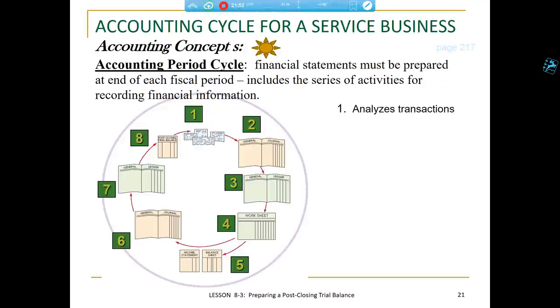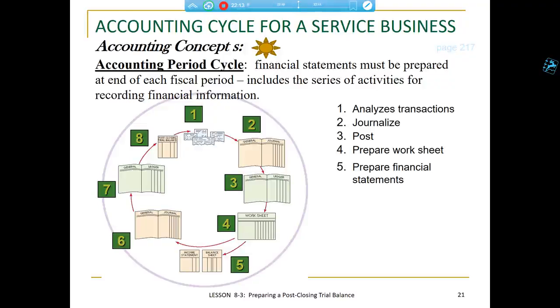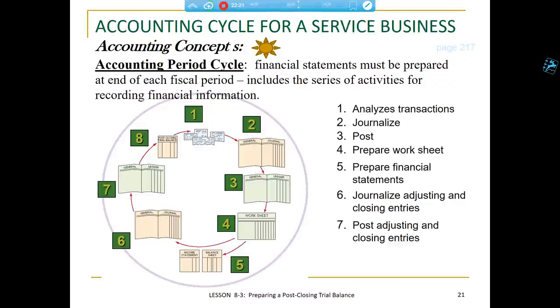So there is the accounting process. Step 1 is we analyze those transactions. Step 2, we journalize them. These are all the things that we have done so far this year. Then we post our journal entries into our ledger. Then we use those ledger balances to prepare our worksheet. Then we prepare our financial statements. Then we do our adjusting and closing entries like we just did. And then we do our post-closing trial balance. And then that's our whole process.